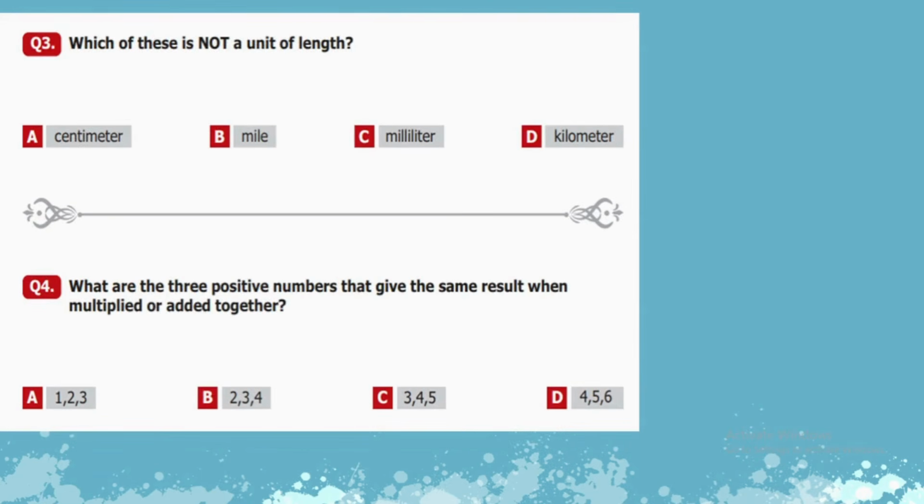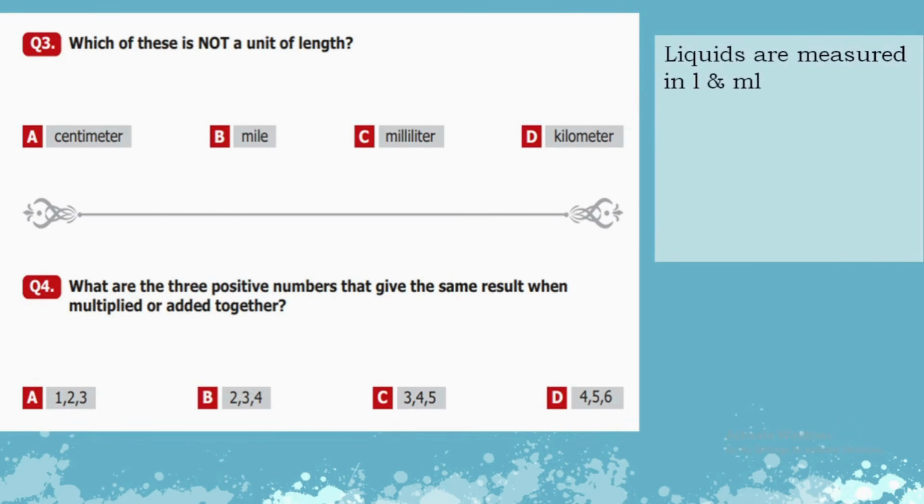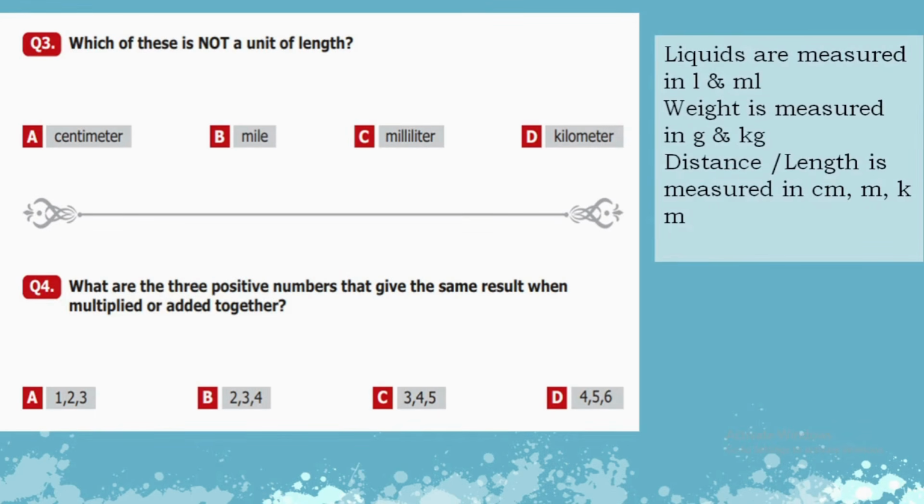Question number 3, which of these is not a unit of length? So first of all, let me just remind you, liquids are measured in liters and milliliters. Weight is measured in grams and kilograms. Distance or length is measured in centimeters, meters, kilometers, miles, like that. So here, if we are talking about length, this is the unit that is not for measuring distances or lengths.